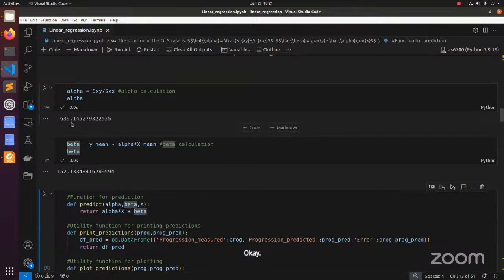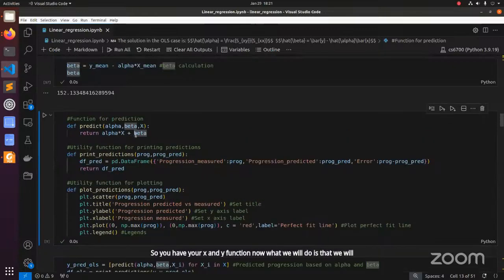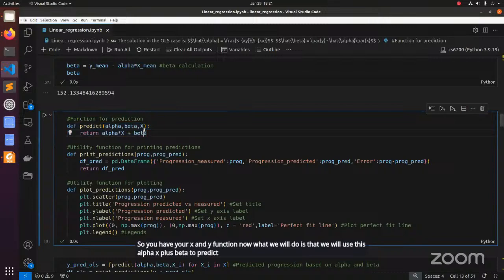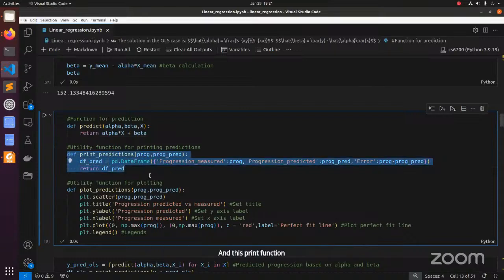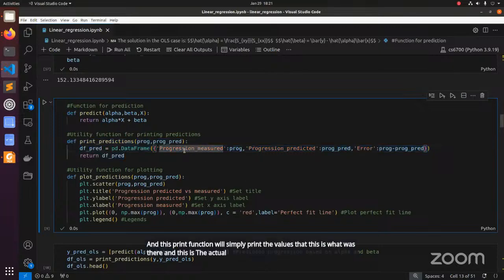So now you were able to plot x and y. Now we will use this alpha x plus beta to predict the values for x. This predict function simply takes your x and uses the alpha x plus beta model to predict the diabetes score. The print function will simply print the values: the measured progression, the predicted progression, and the error.